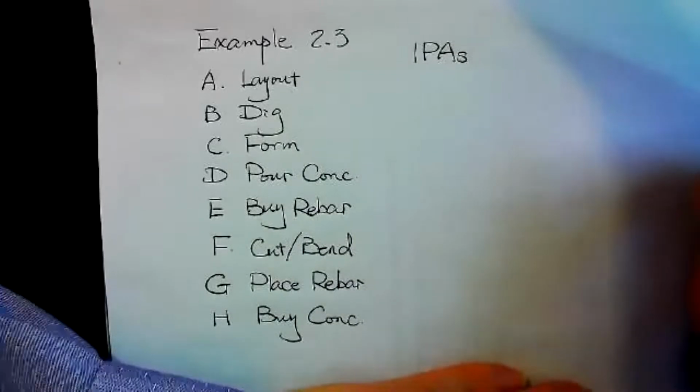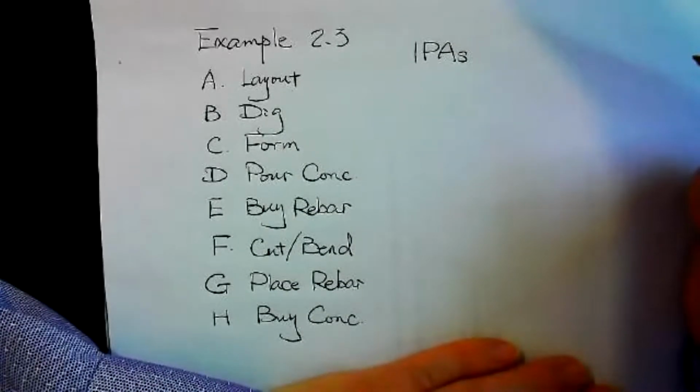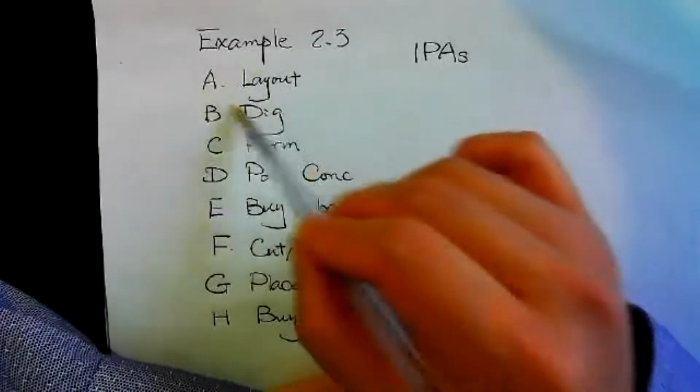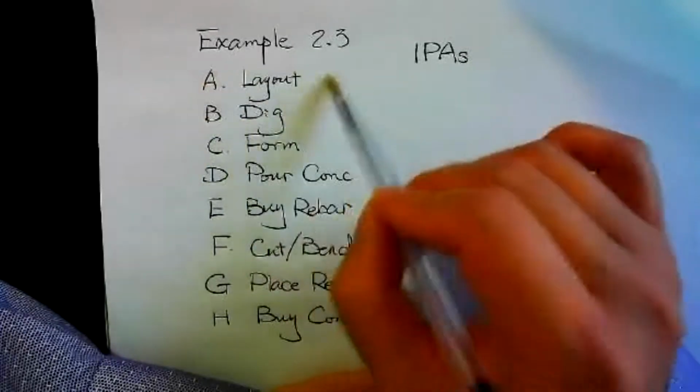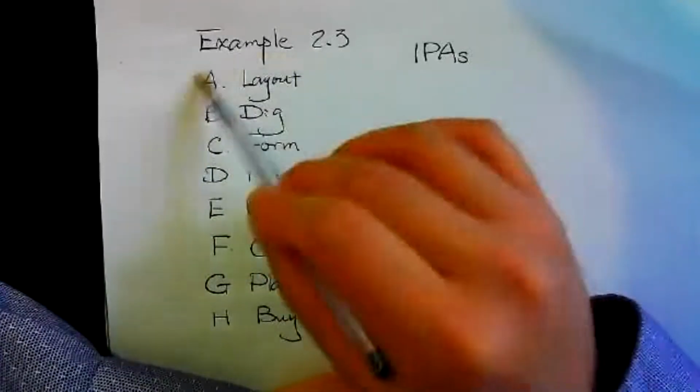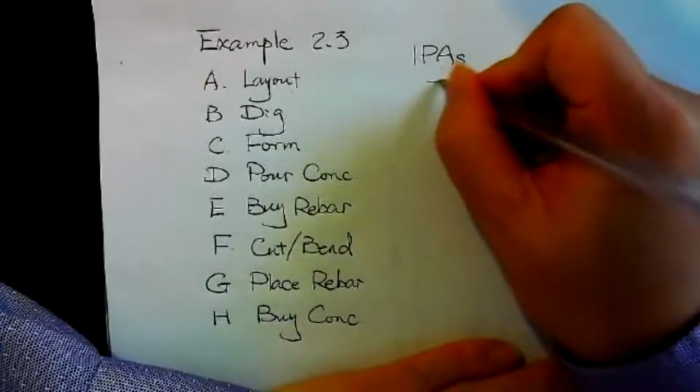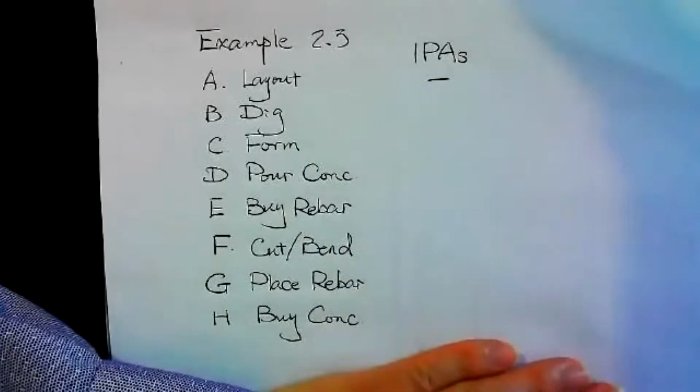So there's nothing. This is actually the starting point. Layout, find the location, is the starting point. So there's no IPA for that one.